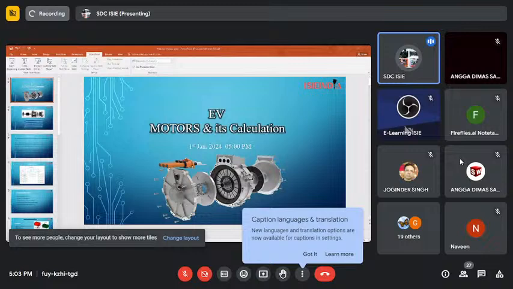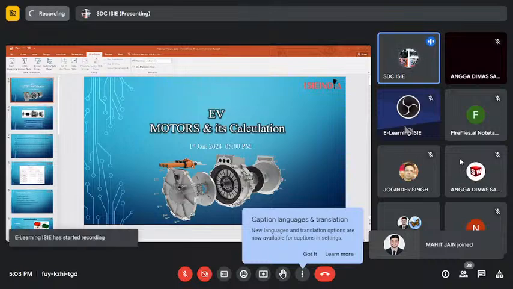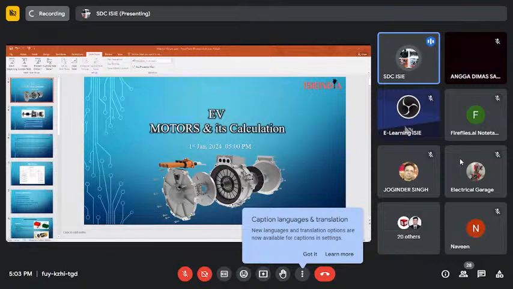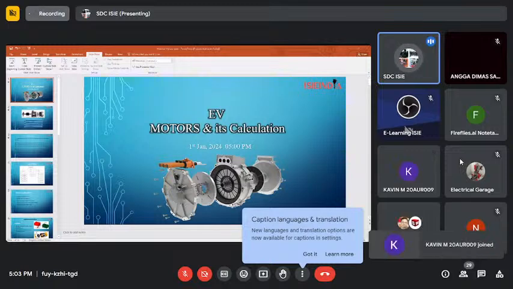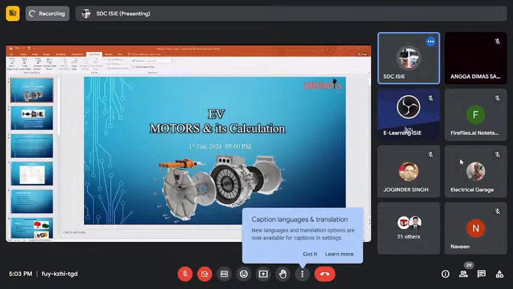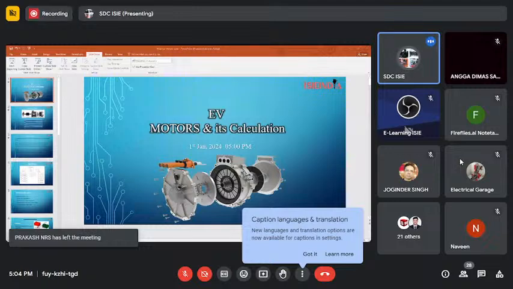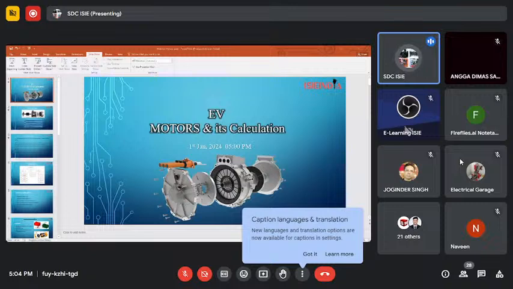Okay, so let's start. Myself, Shubham Gurde. I'm from ISI India, and today we are going to see EV motors and their calculation. As we all know, electric vehicles are a booming industry all over India. The main parts used in an electric vehicle are the battery, controller, and motor. The motor is one of the major parts and a very essential part of the drivetrain, right? So today we are going to see EV motors and their calculation.